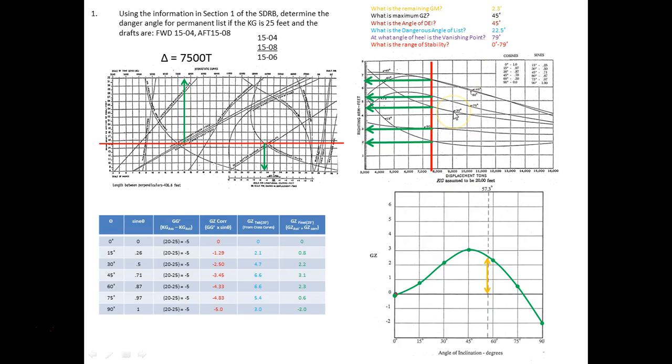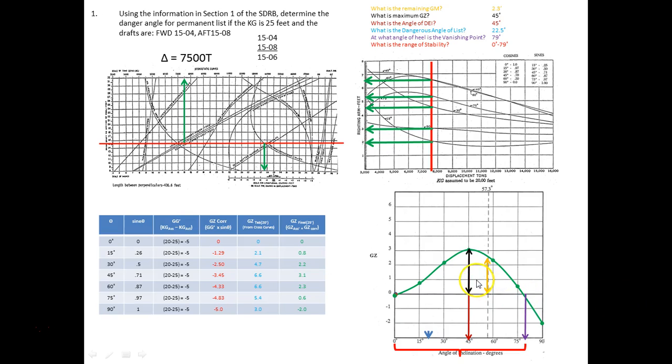Where's the angle of maximum GZ? Well, okay, right here at 45. There it is right there, 45. Okay? What is our angle of deck edge immersion? That is going to coincide with that, 45. And that is right there. What is the angle of dangerous list? Well, it's going to be half of 45, which is 22.5. All right. And at what angle of heel is the vanishing point? Well, the vanishing point is going to happen at 0, which if that's 75 and that's 90, that should make that about 80, which makes that 79. All right. There is that. And what is the range of stability? Well, that goes from 0 to 79, which is there.